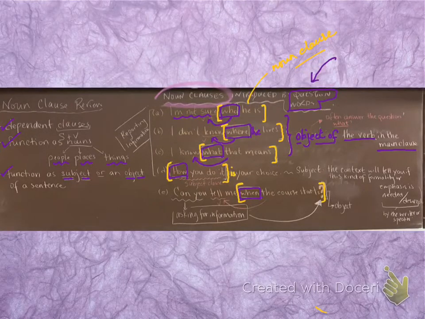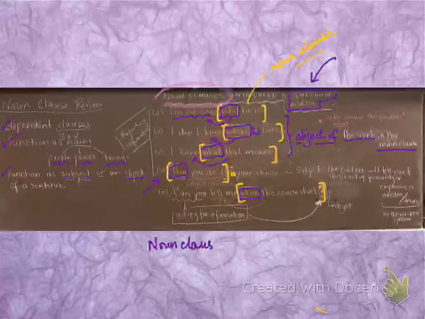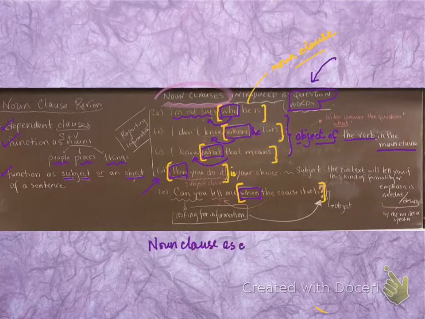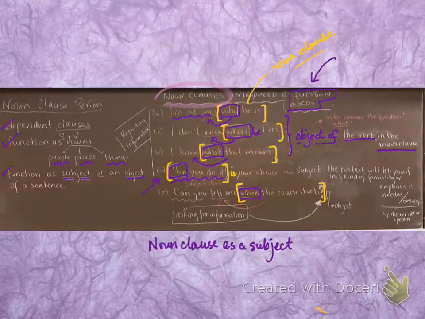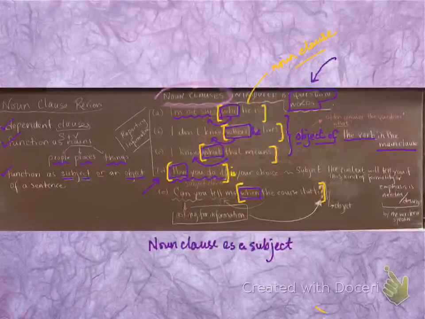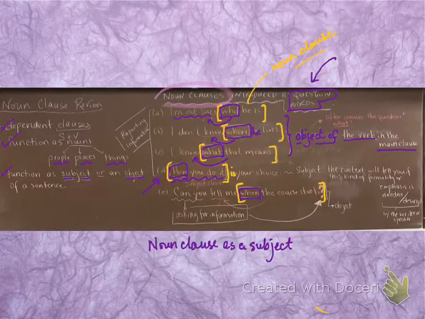In D, not number, but letter D, we have a different structure. Now we have something where we've got a noun clause, and it's not an object, it's the subject. And so it begins the sentence. Okay, so how you do it is like a subject clause. Okay, is your choice. Okay, so we see here that we've got subject.